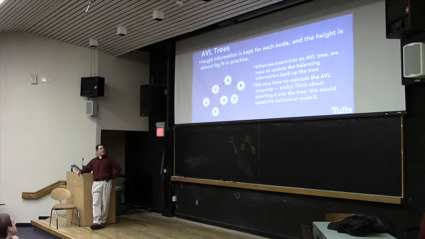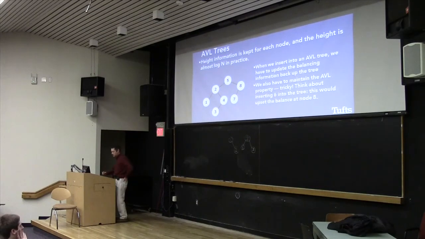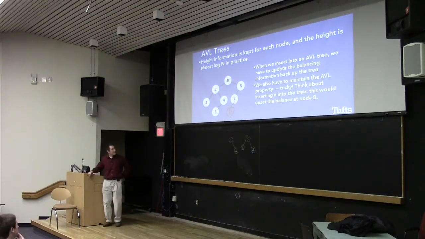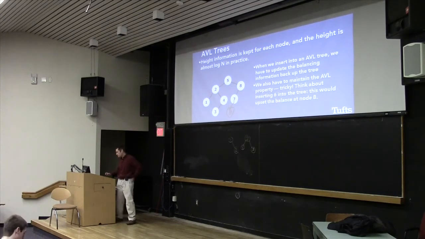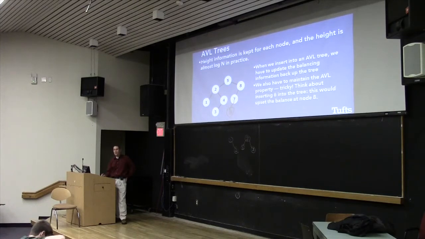So let's say we wanted to insert 6 into this tree. 6 is greater than 5, it's less than 8, and it's less than 7, so it would go right in here like that. Now, what would this upset? Would it upset 7? No. 7 has a left tree of 1 and a right tree of 0. 8 has a left subtree of height 2 and a right subtree of 0. So that's not good. 8 has the problem.